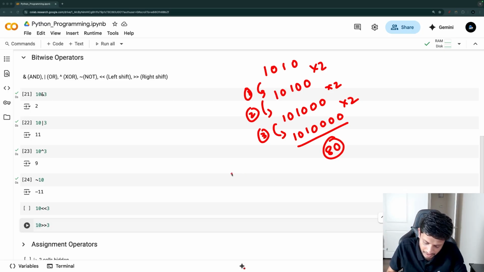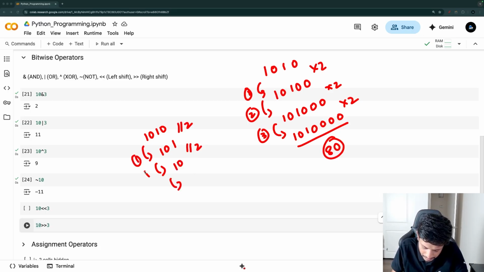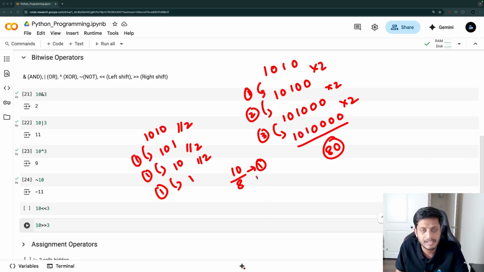And similarly when you are right shifting, so 1 0 1 0, when you right shift it by 1, this 0 will go away, it will become 1 0 1, which is essentially dividing it by 2. Then again you divide it by 2, floor division. Okay, then you will get 1 0. Then again if you right shift it by one more place, you will just get 1, which is again dividing it by 2. So essentially you are dividing 10 by 8 and taking the integer part, which is 1.